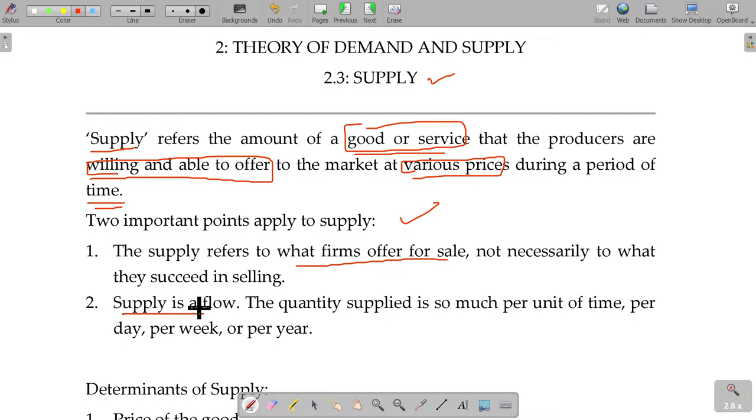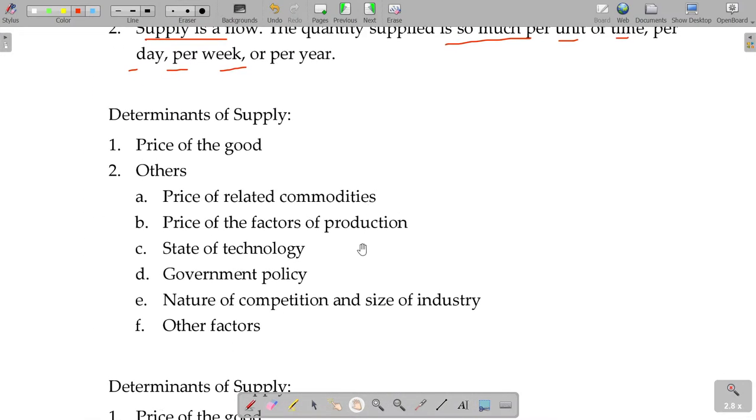That 5 units of supply is at what time and at what price. It is always associated with the time and the price. If it is associated with the time of supply, then it is called flow of supply. The quantity supplied is so much per unit of time, like per day, per week, per year. There we have seen determinants of demand. Here also we have determinants of supply.